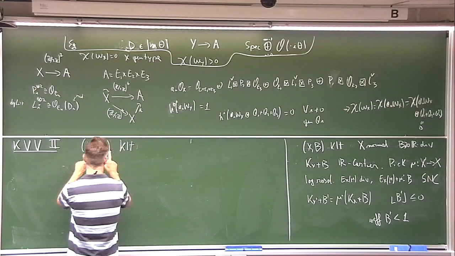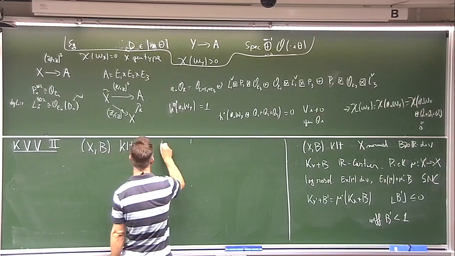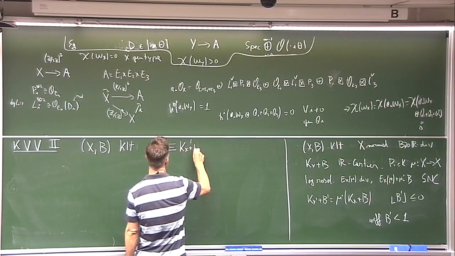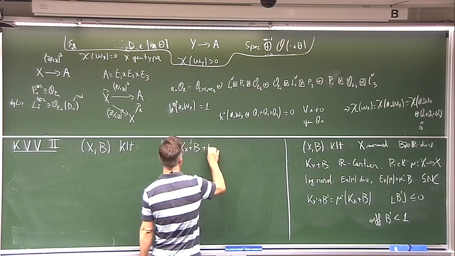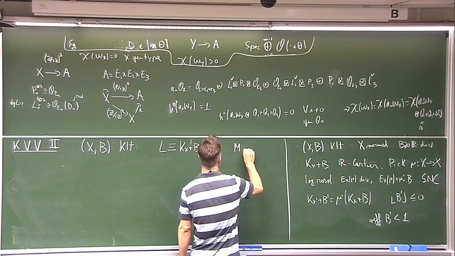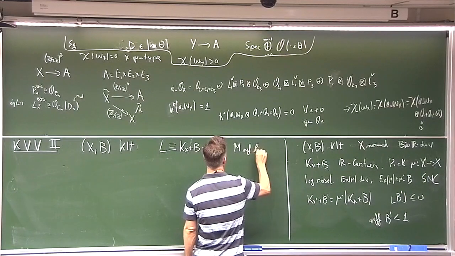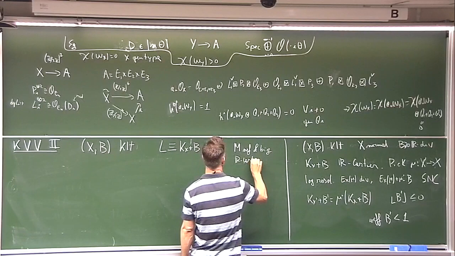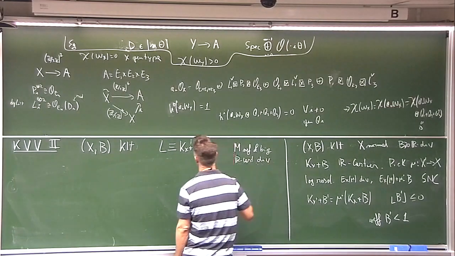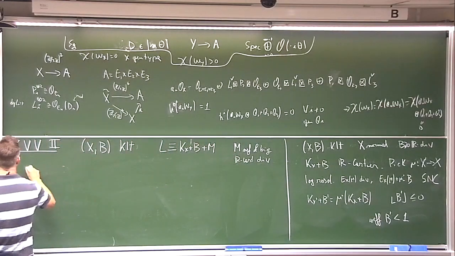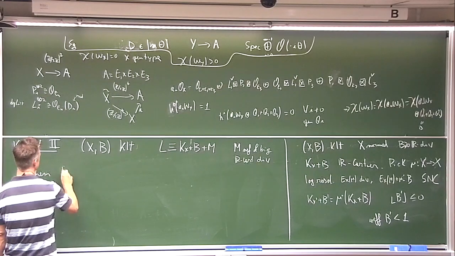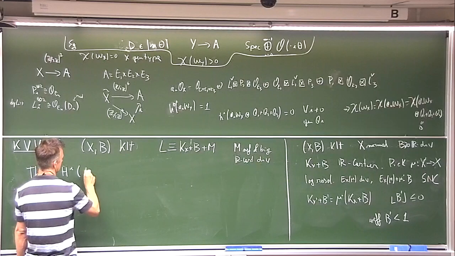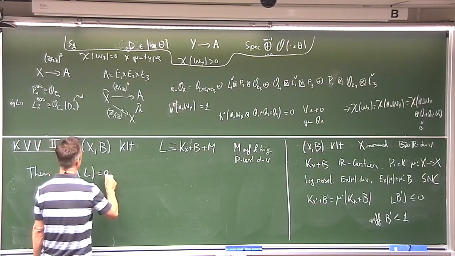OK, so we have a KLT pair, and we have a line bundle L, which is numerically equivalent to K_X plus B plus M, where M is a nef and big R-Cartier divisor. Then higher cohomologies of L vanish.